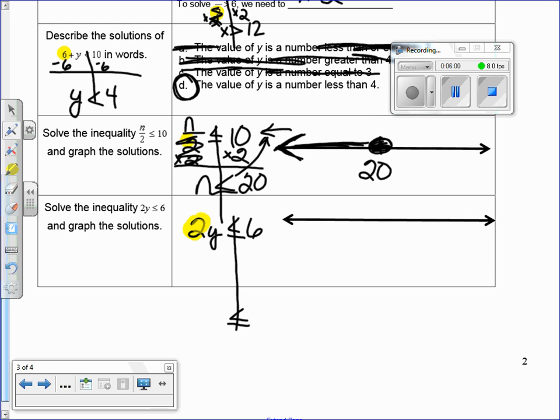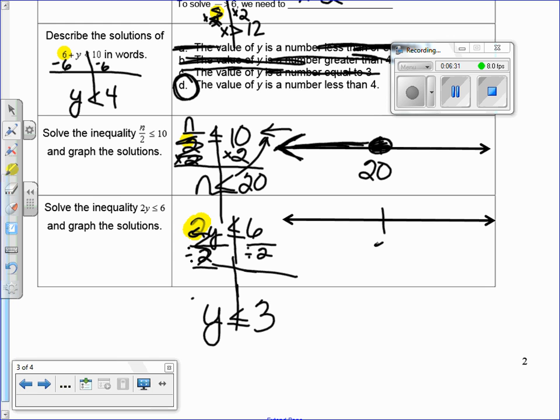So now what I know is that I need to do the opposite of multiply, which is divide by 2. Whatever I do to one side, I do to the other, so divide by 2. This cancels. I'm left with y. I should have brought that down by my sign, right? Oops. I'm left with y less than or equal to 3.